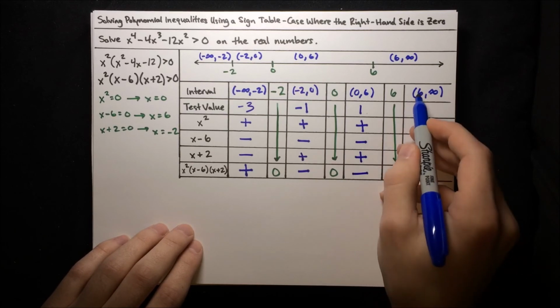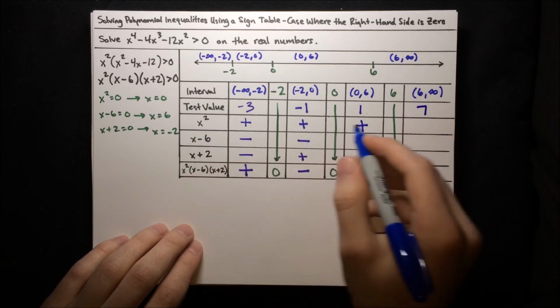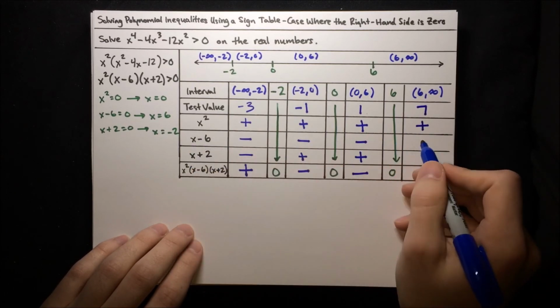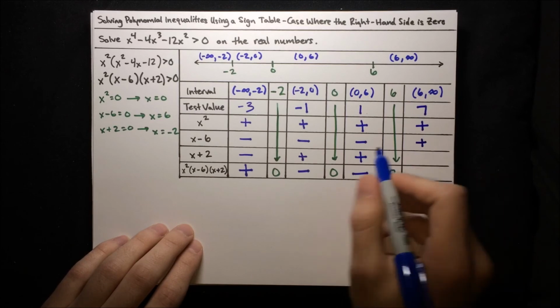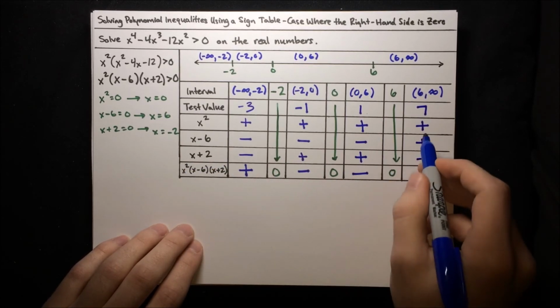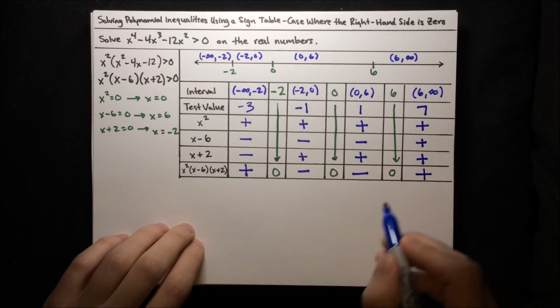And last interval, 6 to infinity, how about a test value of 7? 7 squared is a positive. And 7 minus 6, just 1, that's a positive. And then 7 plus 2, positive plus positive, just a positive. And then positive times positive is a positive.